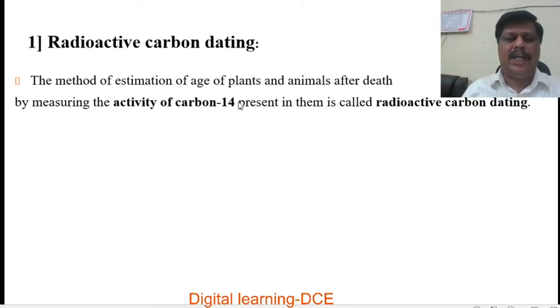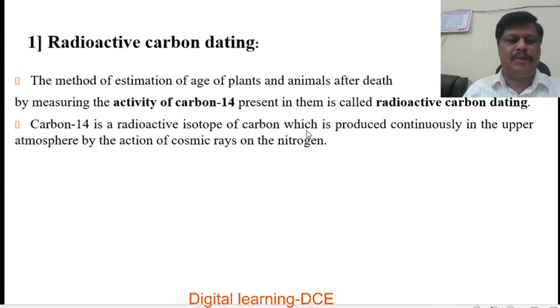Here we know that carbon 14 is a radioactive isotope of carbon. So the method of estimation of the age of the plants and animals after death by measuring the activity of carbon 14 present in them is called radioactive carbon dating.